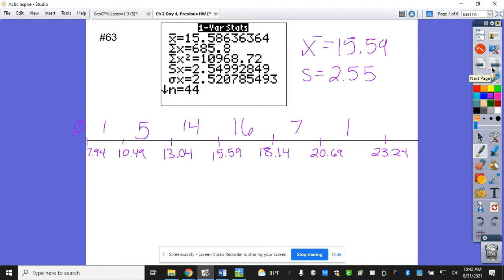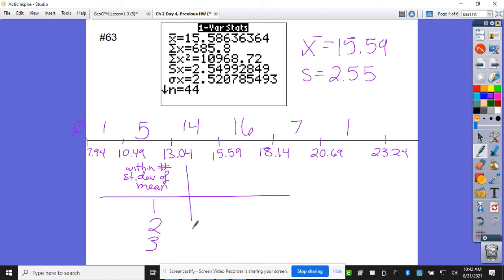What do I call my first column? Within number of standard deviations. And my options are 1, 2, 3. And then the percentages, which are 68%, 95%, 99.7%. And the last column is going to be how many are actually within that range.